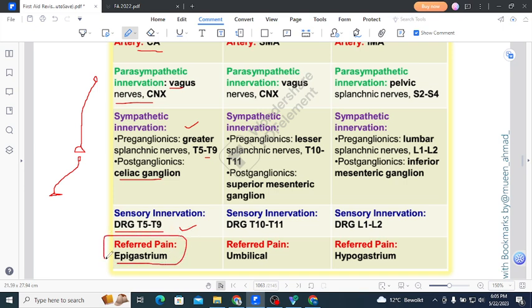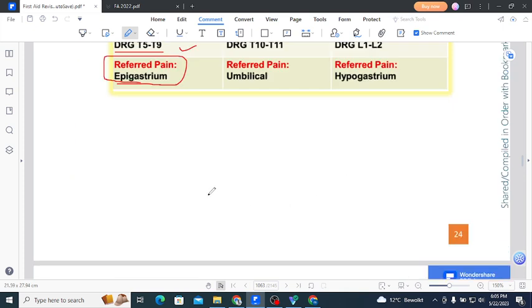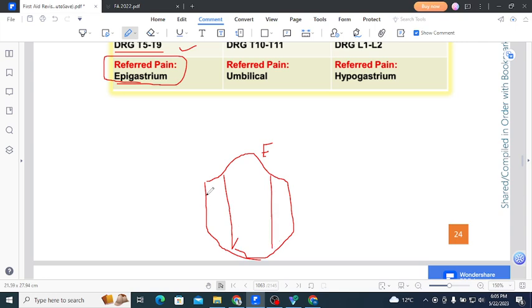It is very important to remember that whenever there is some kind of pathology going on in the GIT, that will refer the pain to the epigastric region. If I draw the abdomen like this, suppose this is the abdomen of a person. So this region is the epigastric. Like we divide the abdomen into 9 regions, right? These are the 3 regions in the top row. So this particular region is called the epigastrium. So the referred pain from the foregut is going to the epigastrium.